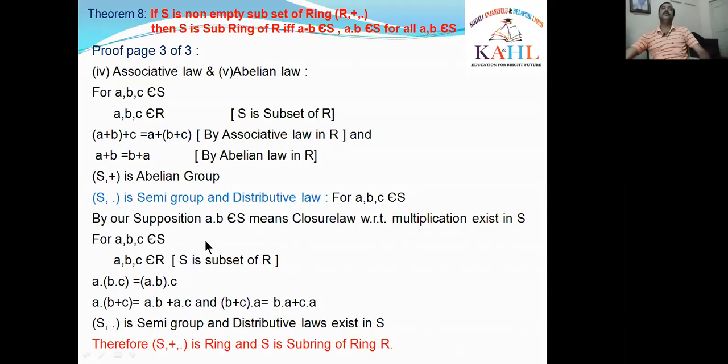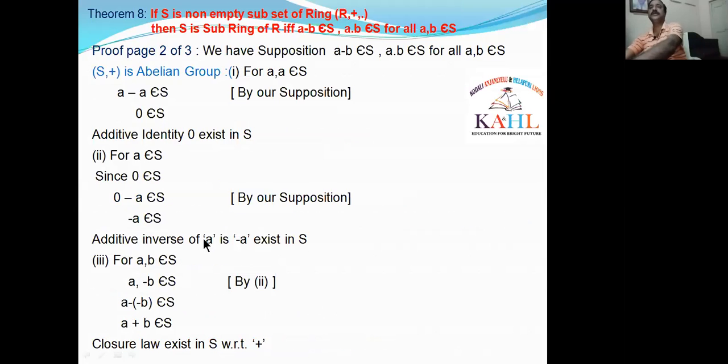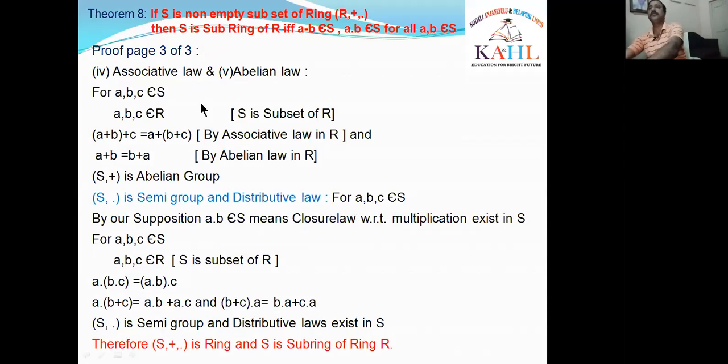Therefore, what we have proven: before that we have proven that S plus is abelian group, S dot is semi group, and distributive laws hold. That means S plus dot is ring. But S is subset of R. S is ring, R is ring. S is called subring of R. So S is called subring of R. So the sufficient condition is also proven, so the theorem is over.